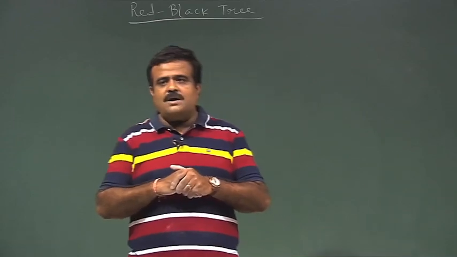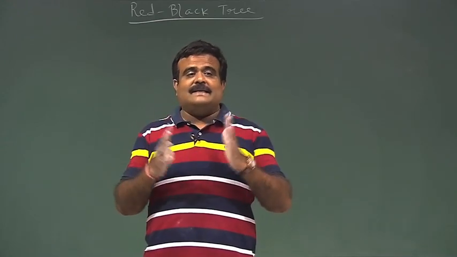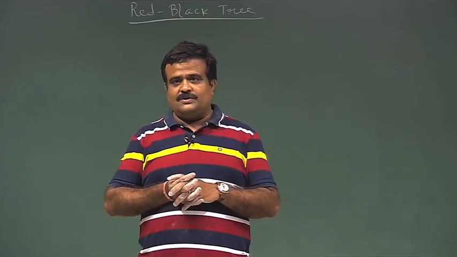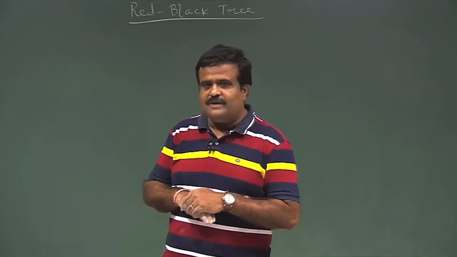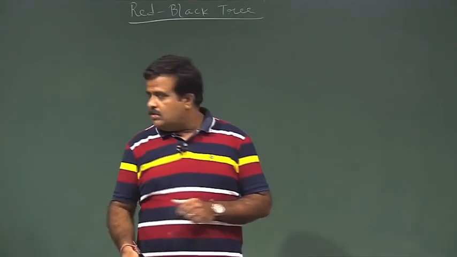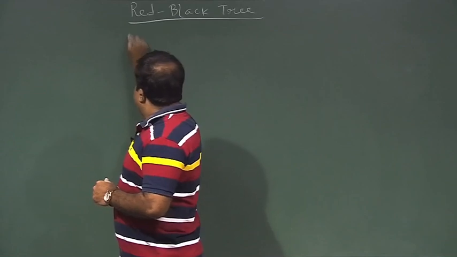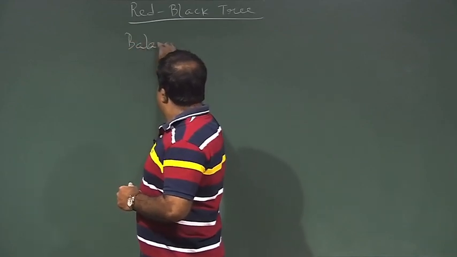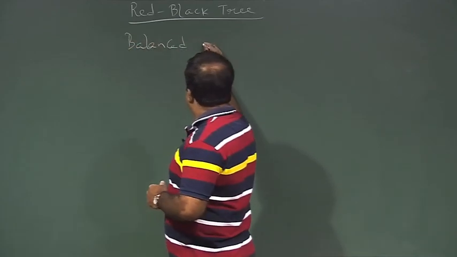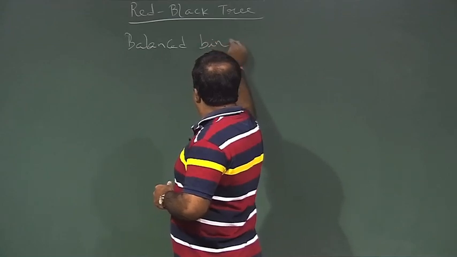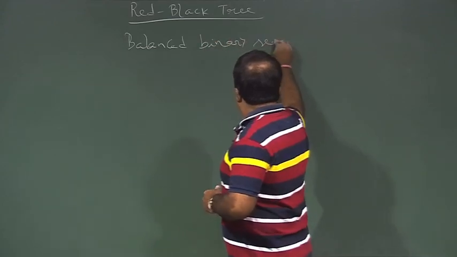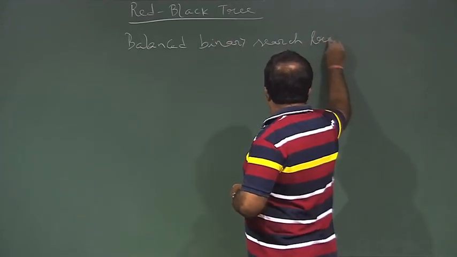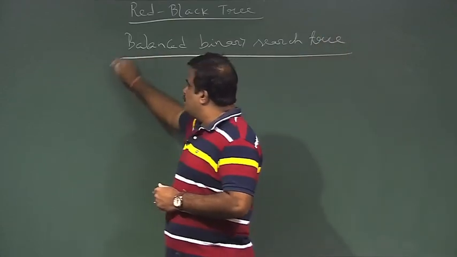So, now we want a guaranteed balanced binary tree. That is our class today. Red black tree is one example. So, we want a balanced binary search tree, and this is guaranteed, not randomly built, nothing.